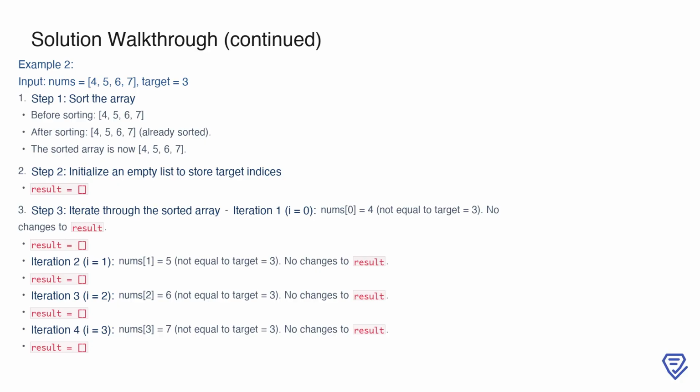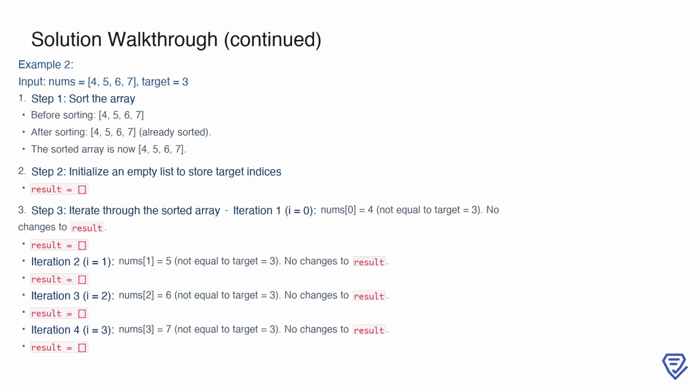Since the array is already sorted, it remains 4, 5, 6, 7. With the sorted array ready, we initialize an empty list called result to store any indices of the target value that we find. Next, we begin iterating through the array to check each element.